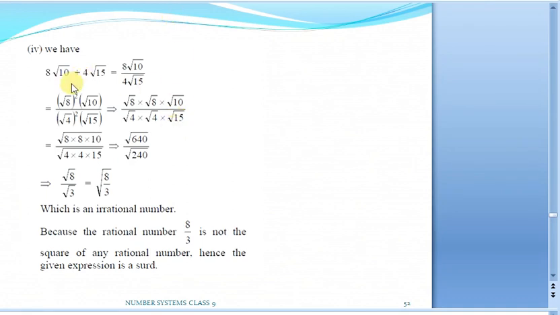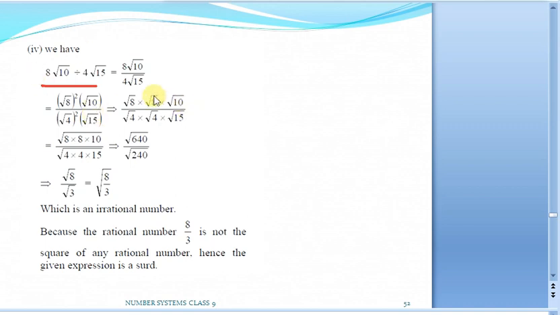Let us take the fourth example. The fourth example is 8 root 10 divided by 4 root 15. We have to tell whether it is going to be a surd or not. The first thing is to write it in numerator-denominator form. The 4 will go 2 times here. There is one more way of doing it also; I will tell you later.